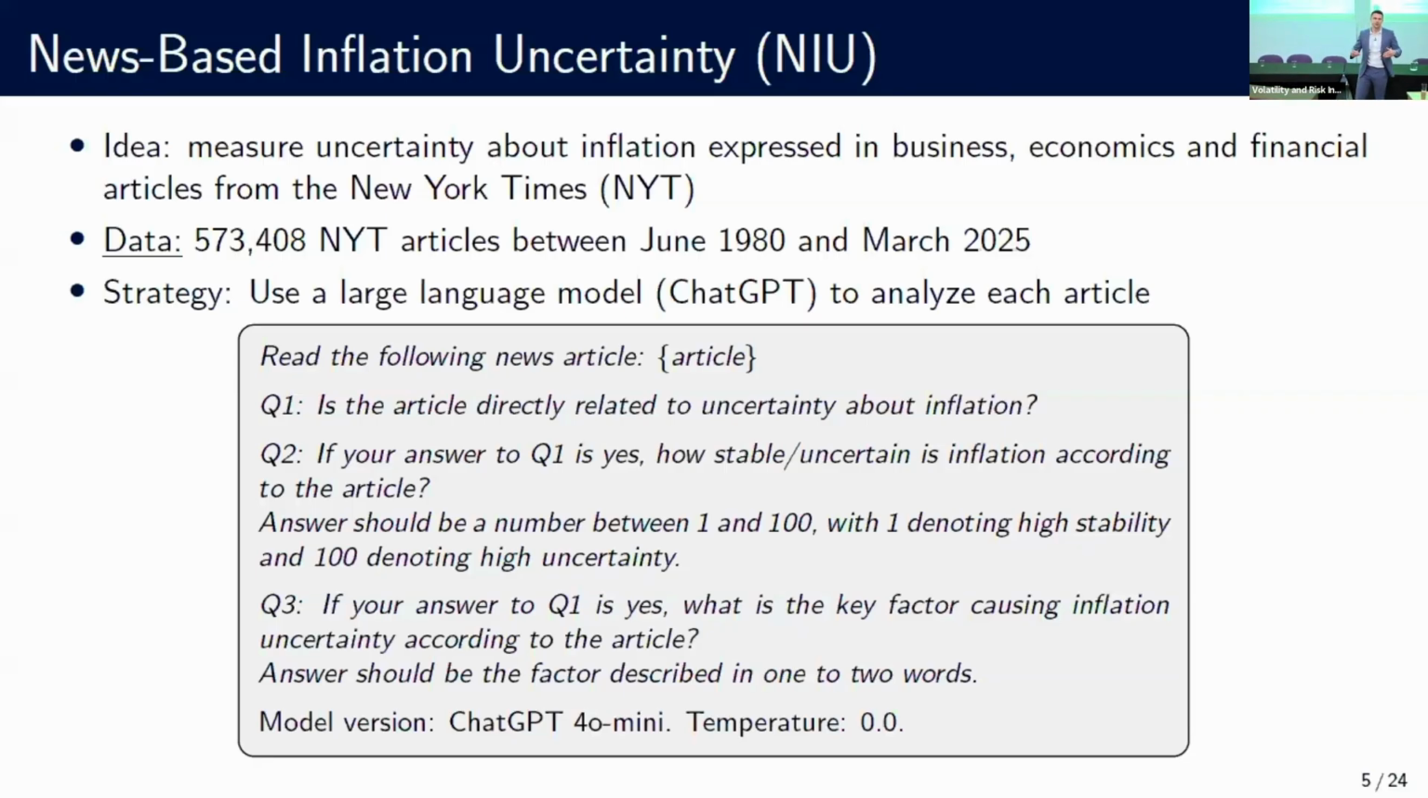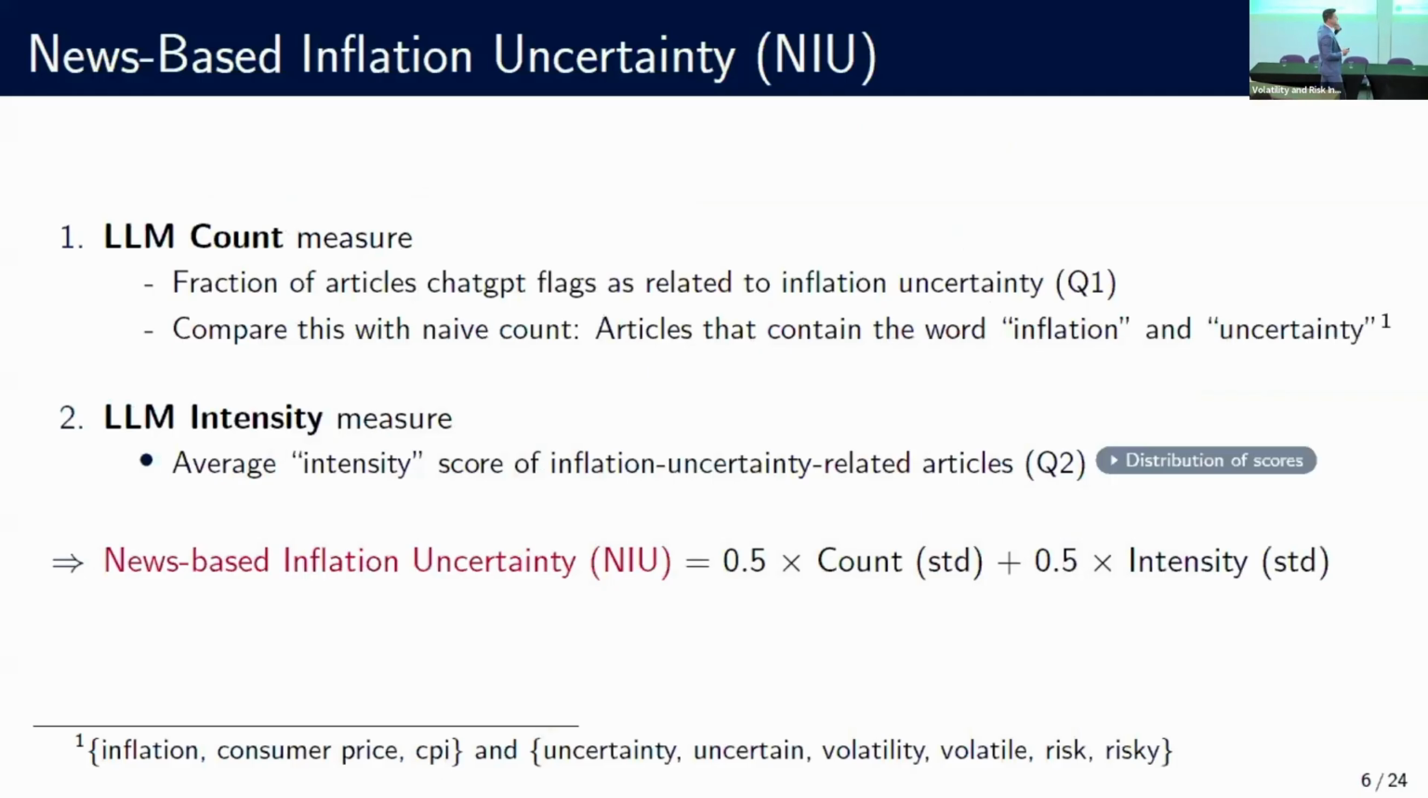Our strategy is just to use large language models to analyze these articles. So we are kind of old school. We are still relying on the API here. We're feeding in the articles and we ask it a simple prompt. Can you read the article? Then we ask, is this article related to inflation uncertainty? And if it is, can you quantify how large the inflation uncertainty is according to the article? How stable or how uncertain are you about inflation according to the article? And if this article is related to inflation uncertainty, also tell us about the factors that the article is talking about.